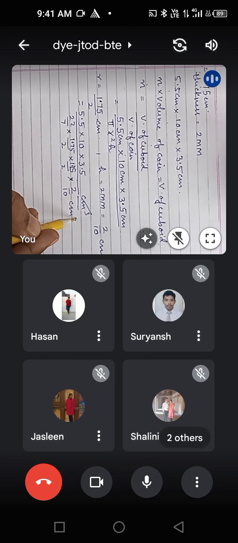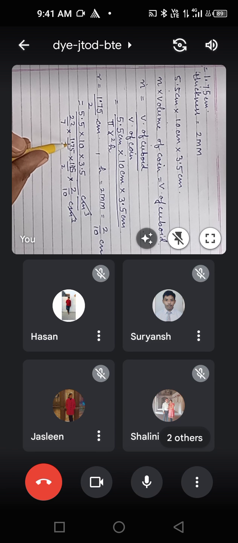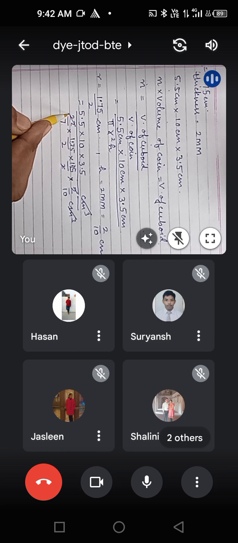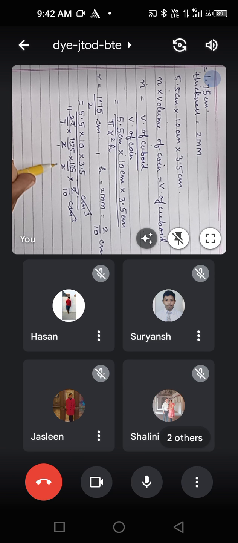So this centimeter cube will be cancelled. Now you see here 7 is here. So 7 can be cancelled here. You will get 0.25. And this 2 will be cancelled out here: you can cancel 11 times 2 here, and this 2 here. Now 7 will be cancelled here, and you will get 0.25.